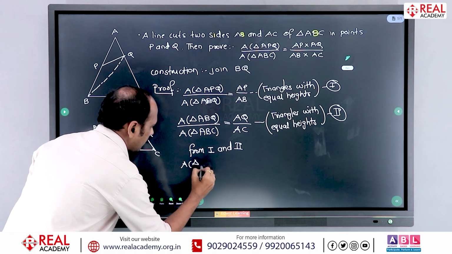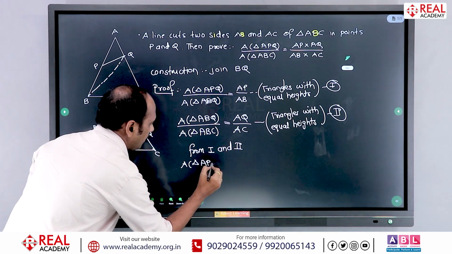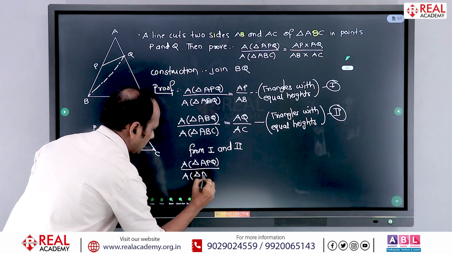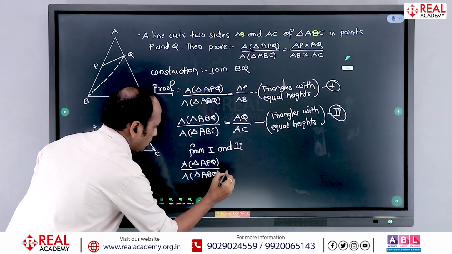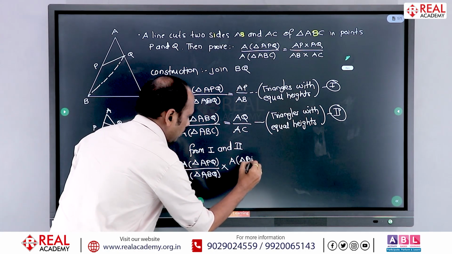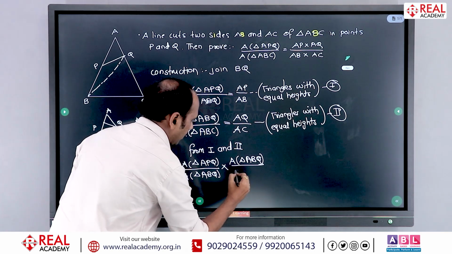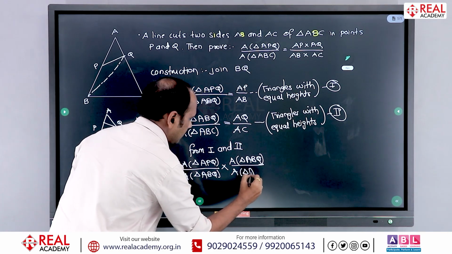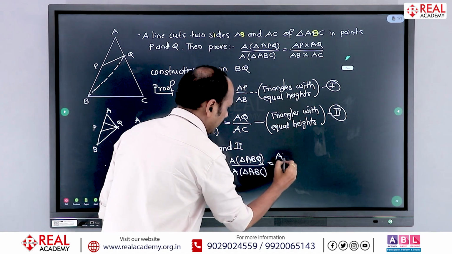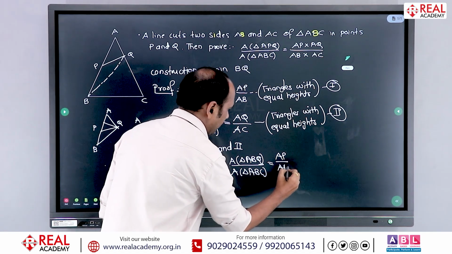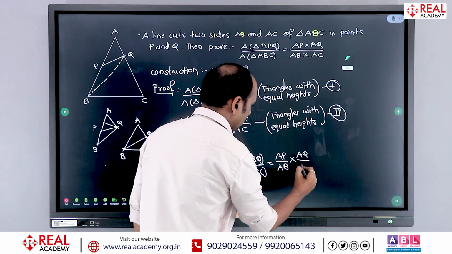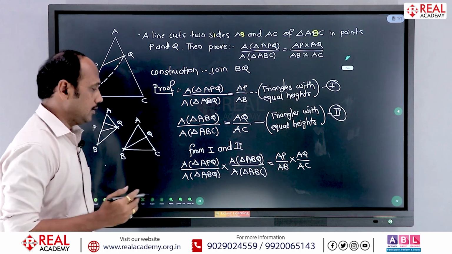So here, area of triangle APQ upon area of triangle ABQ into area of triangle ABQ upon area of triangle ABC is equal to the right hand side, which is AP upon AB into AQ upon AC, and then the final step.